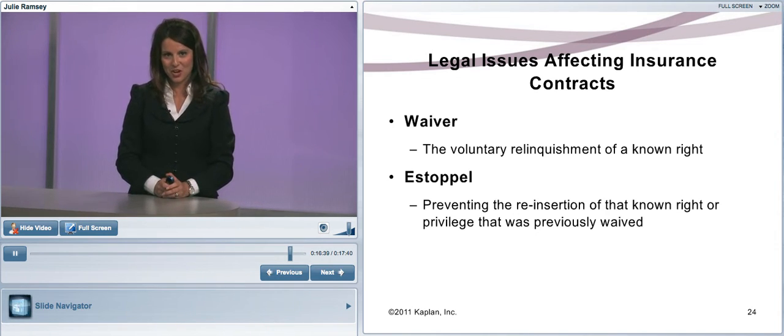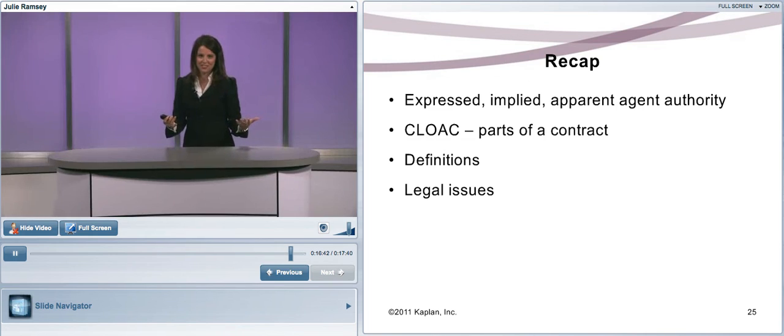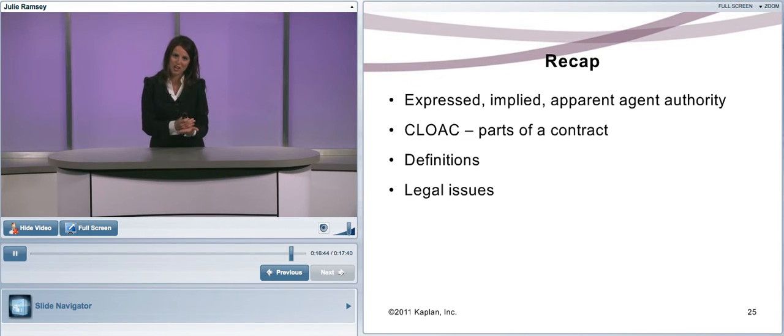So waiver and estoppel. To recap in this section, we talked about express, implied, and apparent. And those are agent authorities. Express means it's written down in the contract. It's what I can or cannot do as an agent with the company. Implied means it's not specifically expressed in that contract, but it's implied I have the authority to do that in order to do my job, like buying business cards. Apparent authority. It's what other people assume my authority is as an agent with the company.